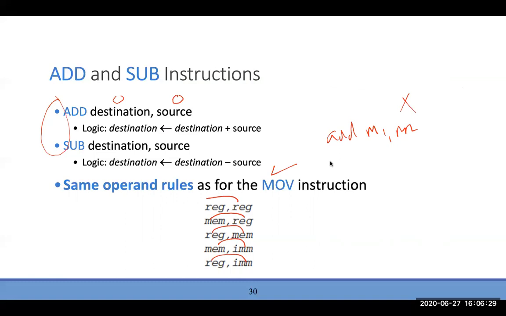That's not allowed. It applies to move, it applies to add as well. Okay? So one of them has to be a register, right? Or memory immediate, because x86 is a register memory architecture, right? So this is very important. I would say very important.